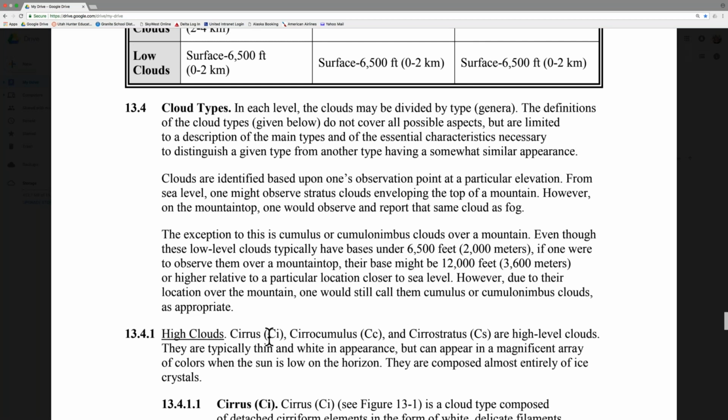So in each level, the clouds may be divided by a type or genre. The definitions of the cloud types given below do not cover all possible aspects, but are limited to a description of the main types of the essential characteristics necessary for distinguishing a given type from another type having somewhat similar appearance. Okay.